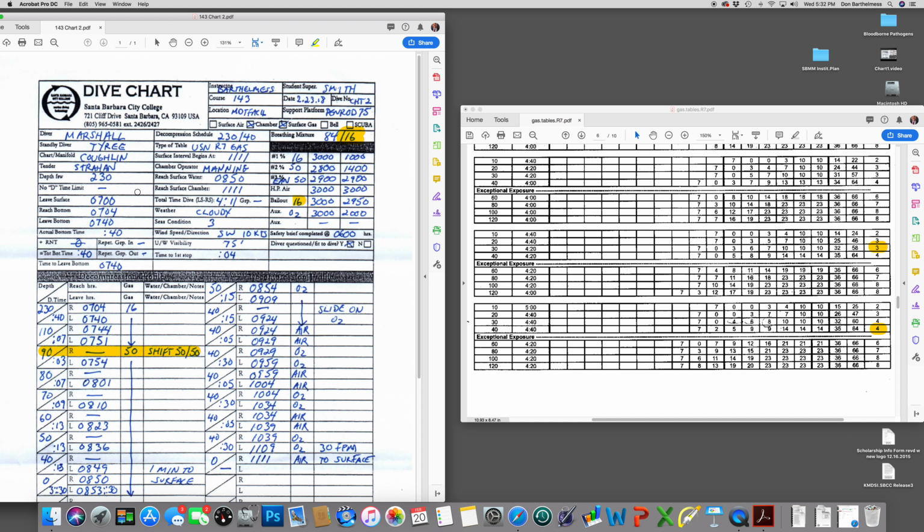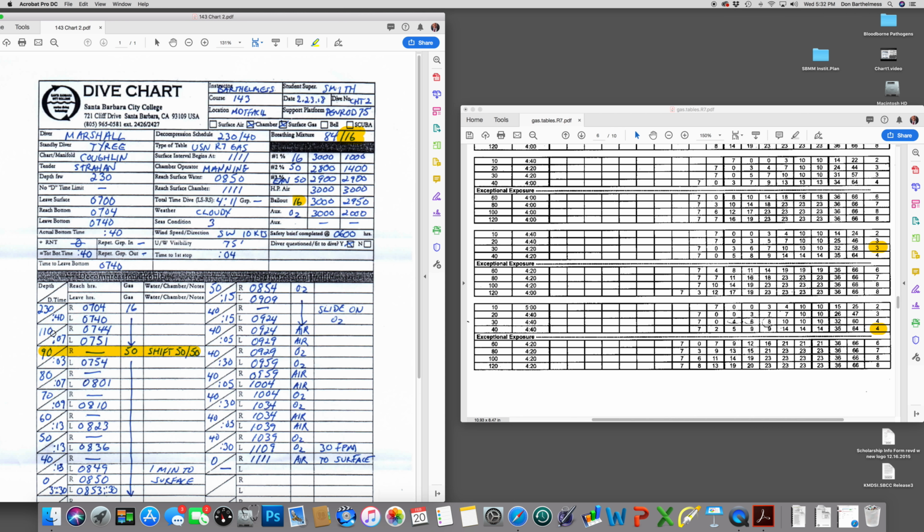So let's cut to the chase. We're going to leave the surface at 0700. We're going to leave the bottom 40 minutes later at 0740. The diver is going to travel from 230 to 110 feet. That is 120 lineal feet.